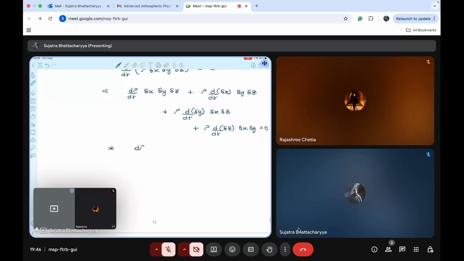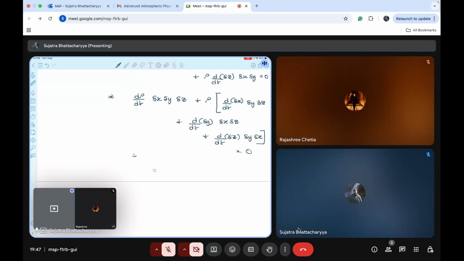So d rho/dt delta x delta y delta z plus rho, you can take outside. What you get here is the d/dt of delta x delta y delta z plus d/dt of delta y delta x delta z plus d/dt of delta z delta y delta x. All right, this becomes equal to 0.